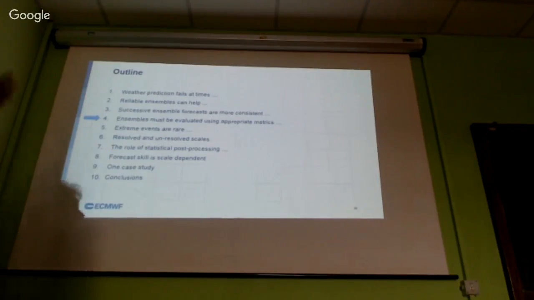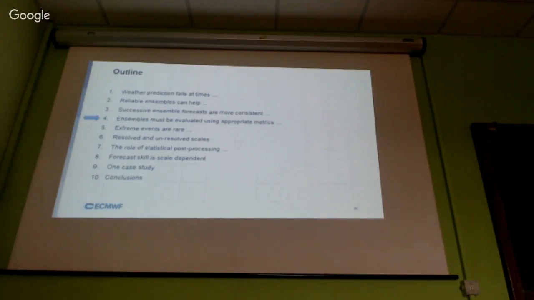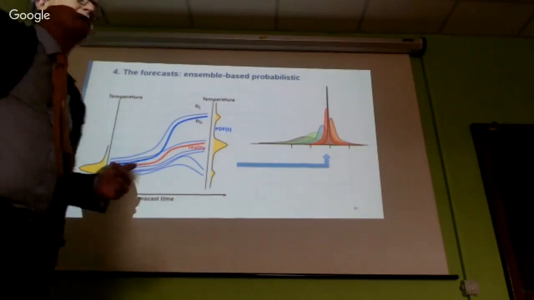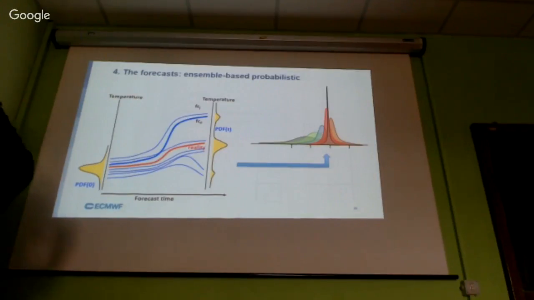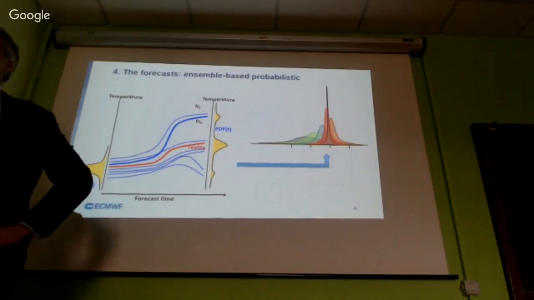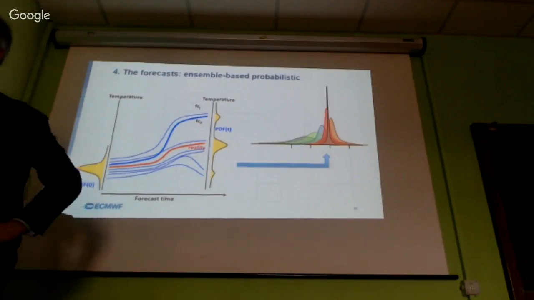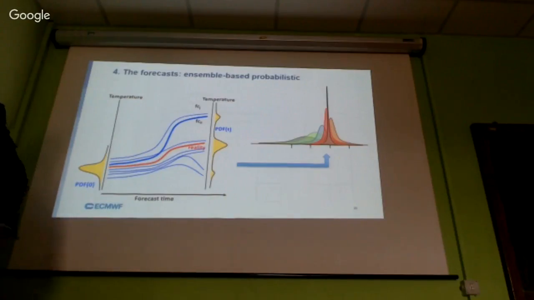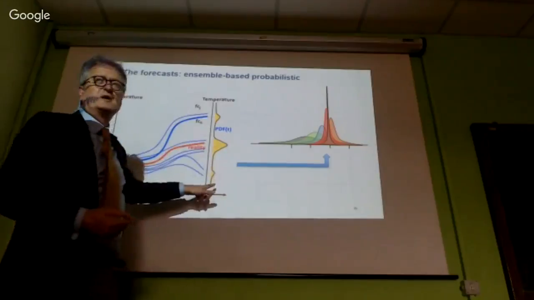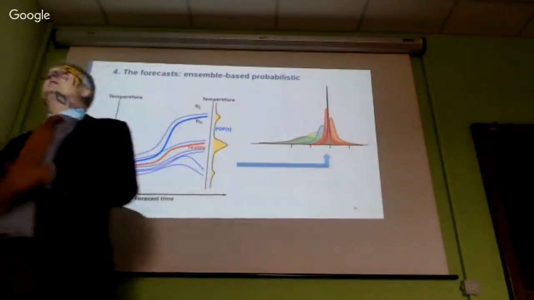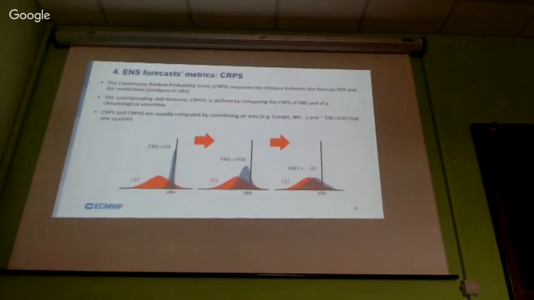Fourth point is that ensembles must be evaluated using appropriate metrics. This is important because at times I read, for example, in the newspaper, oh, the ensemble prediction system failed, and they were referring, or I hear colleagues even saying, the ensemble failed at least in predicting this event. Well, it's interesting, and one must look at how an ensemble performs at single events, but to be able to assess the performance of an ensemble, because it gives you probabilities, you need to evaluate them over many cases. So I explained to you what an ensemble is. It's used to build this probability distribution function, and one needs to look at very many cases to be able to assess how good they are.